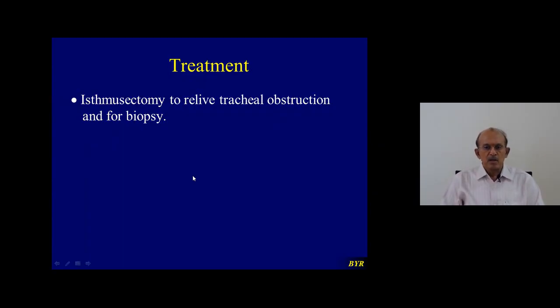Treatment: isthmusectomy to relieve the tracheal obstruction and for biopsy. Then radiation. Lymphomas are treated mainly by radiotherapy or by chemotherapy. If it is a localized lesion, we go for radiotherapy. If it is a generalized lymphomatous process, we go for combination chemotherapy.